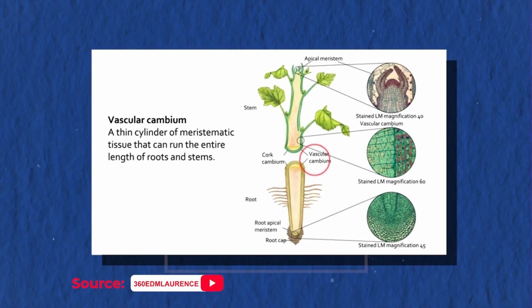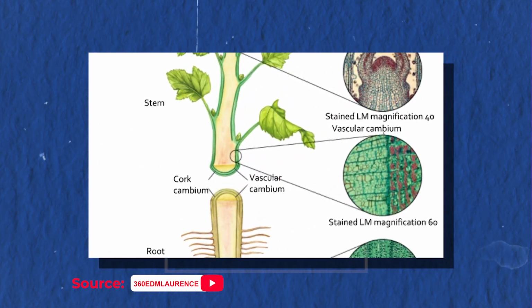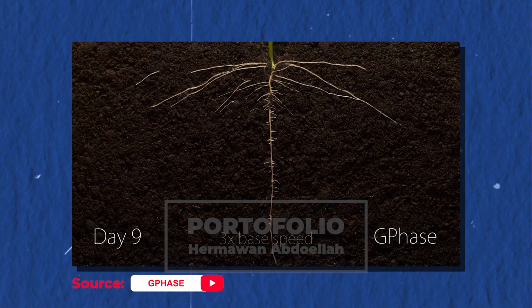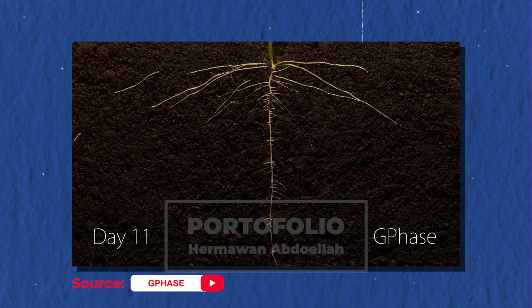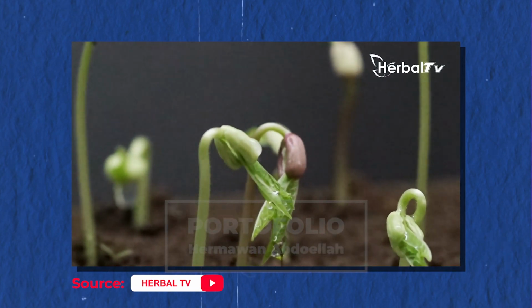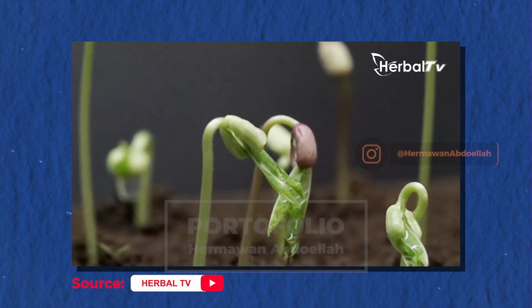Primary growth makes the root and stems of plants longer. Primary growth allows the roots to penetrate the soil and the tip of the stem to reach the sun. Finally, the root and stem will form the root system and crown system.